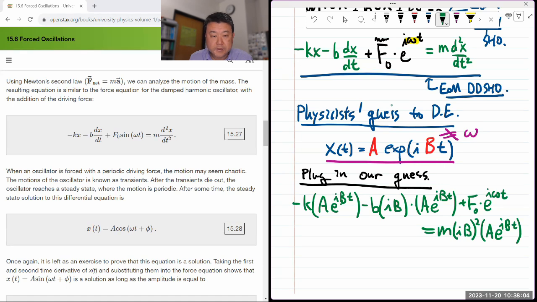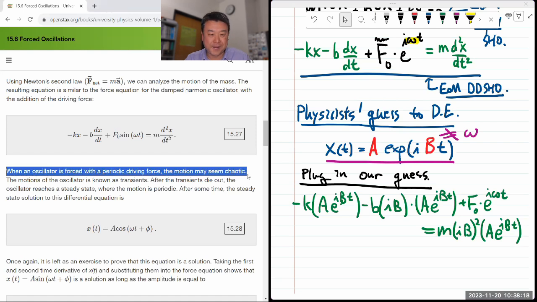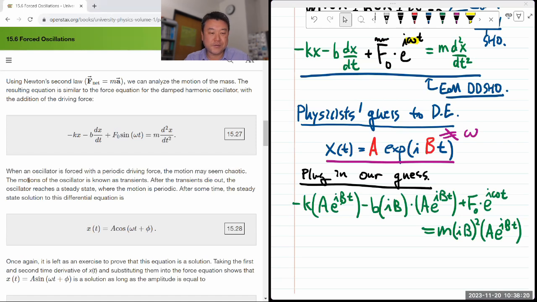Oh, yeah. And I think this is yeah. So when an oscillator is forced with a periodic driving force, the motion may seem chaotic, and the motions of the oscillator is known as transients. Yeah, so there are gonna be transients.